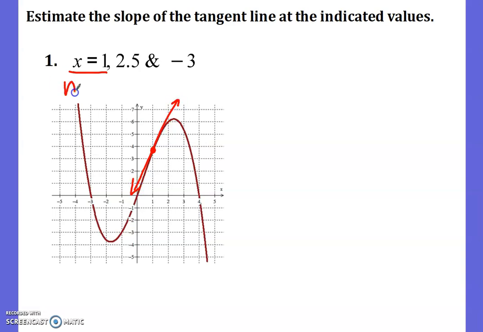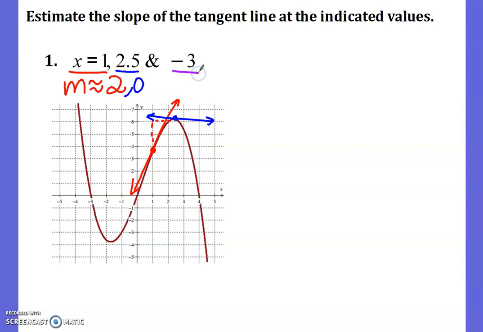Okay, and we're just going to be estimating these slopes. So I'm going to put a little estimation here. If I'm estimating the slope here, that rise over run is about 2. So at x equals 1, it's about 2 for the slope. Going to 2.5, I'm sitting right there, which we saw in our previous unit: at the top of a parabola, the slope is 0.